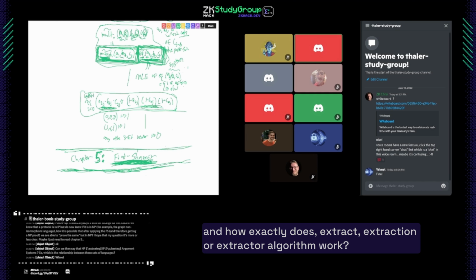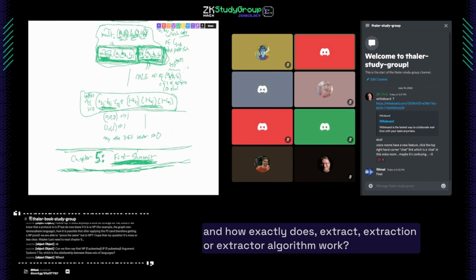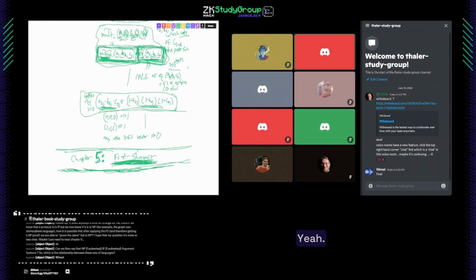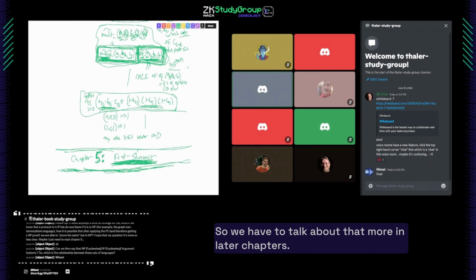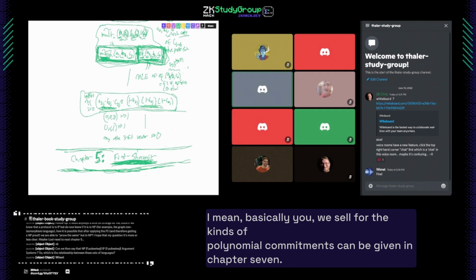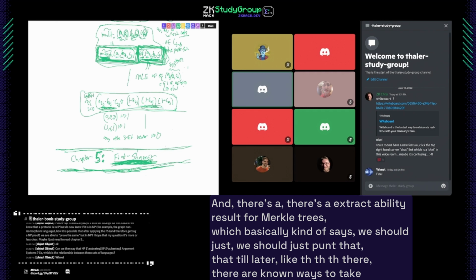And how exactly does the extractor algorithm work? Yeah, we have to talk about that more in later chapters. Basically, for the kind of polynomial commitment scheme given in chapter 7, there's an extractability result for Merkle trees, which we should just punt till later.